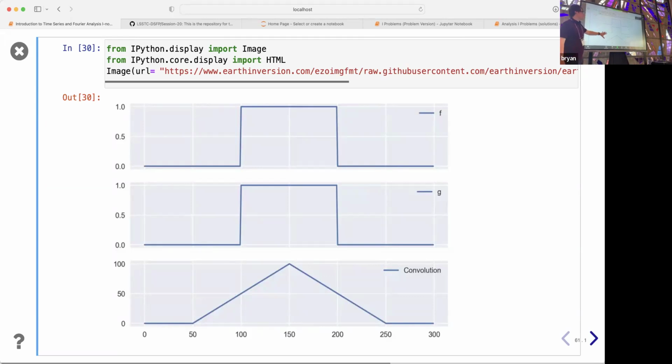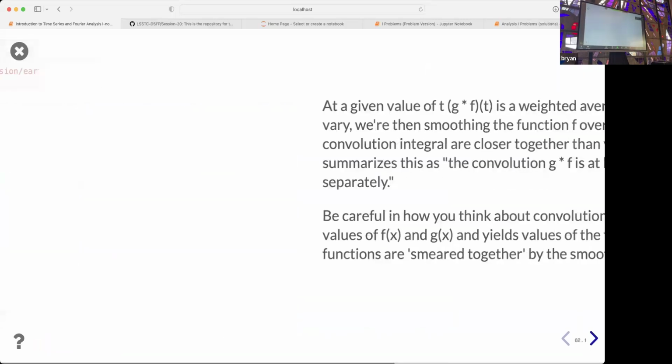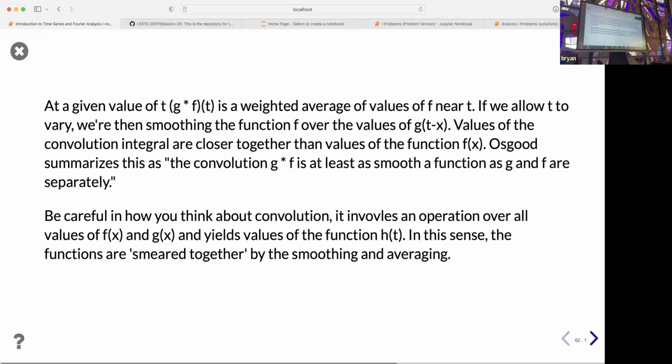But this is a static version of it. So I have two functions. If I move this function past this function, keep that integral, I get a triangle shape where it peaks in the middle and sort of dies off on the sides. At a given value of t, it's got to be, this is a typo. This is the convolution of two functions.